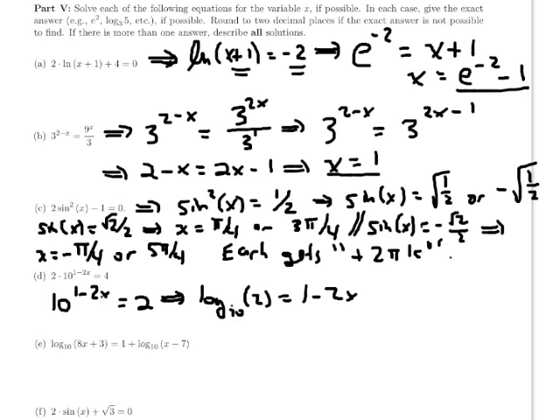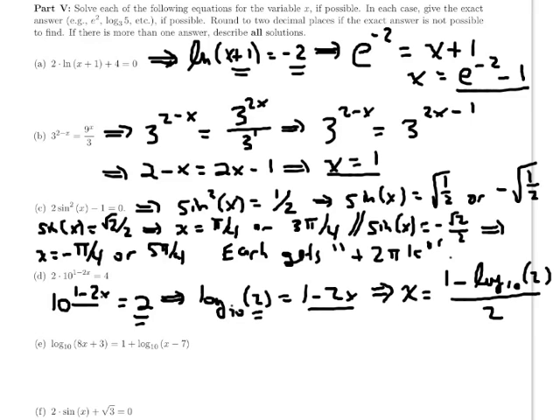So instead of input 1 minus 2x and output 2, we have input 2 and output 1 minus 2x in the log expression. But of course log base 10 of 2 is just a number, so I can subtract 1 from both sides, divide both sides by negative 2, and I'll have x is, and I'm going to simplify this, 1 minus log base 10 of 2 over 2. And that'll be my exact answer.